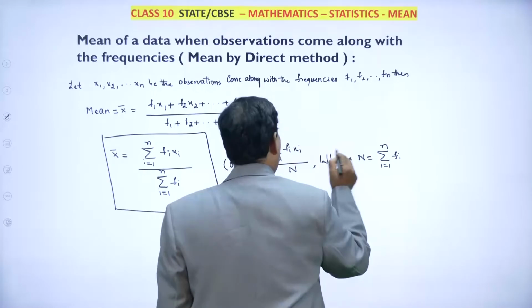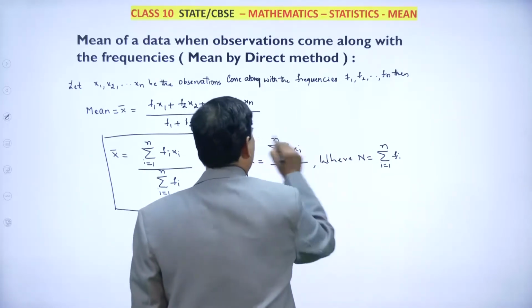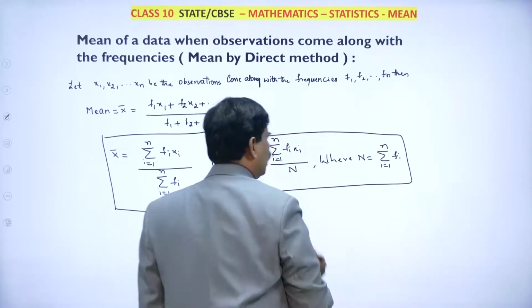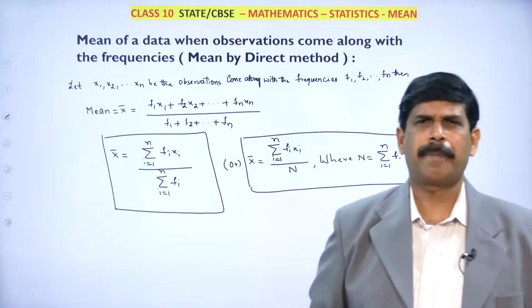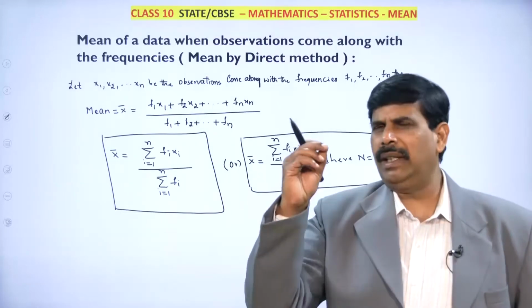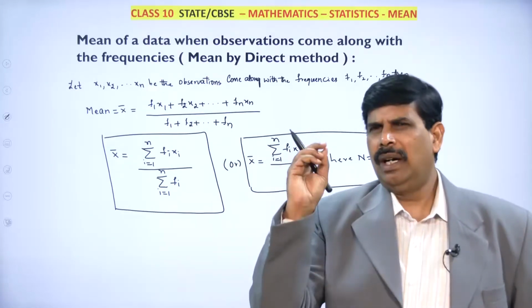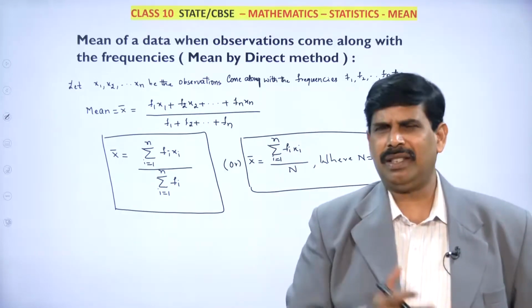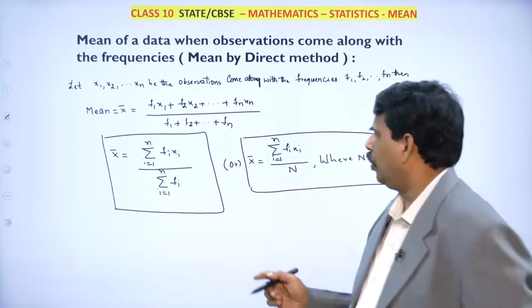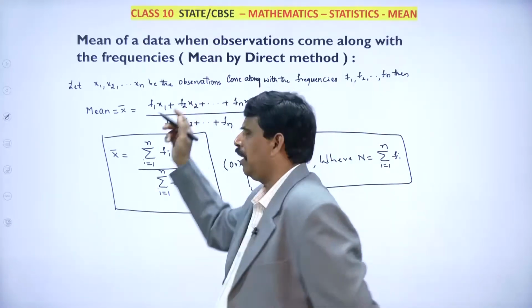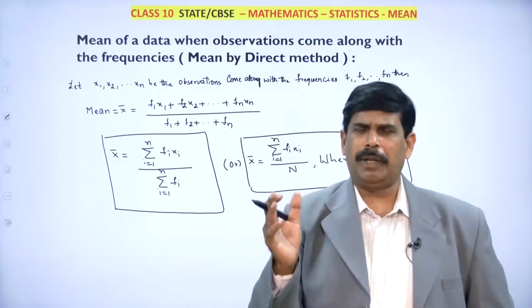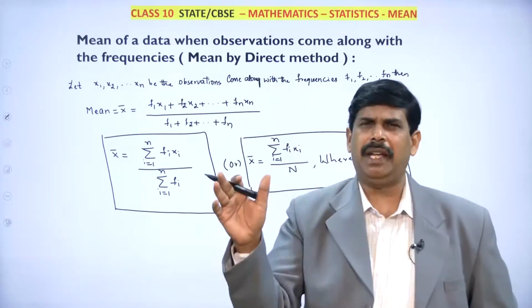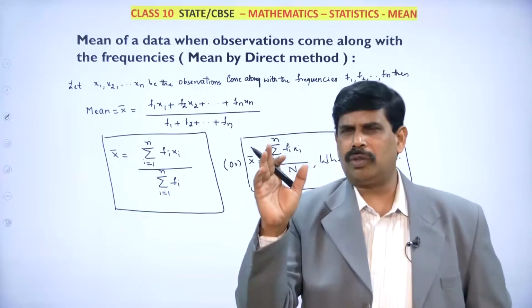Is it clear? That is the sum of all the frequencies. You add all the frequencies, so that will be n. You can take capital N or small n, no issue here. So when the values are given with the frequencies, what you have to do? You should multiply the value with the frequency, so that f1 x1 plus f2 x2 plus so on plus fn xn, divided by f1 plus f2 plus so on plus fn.